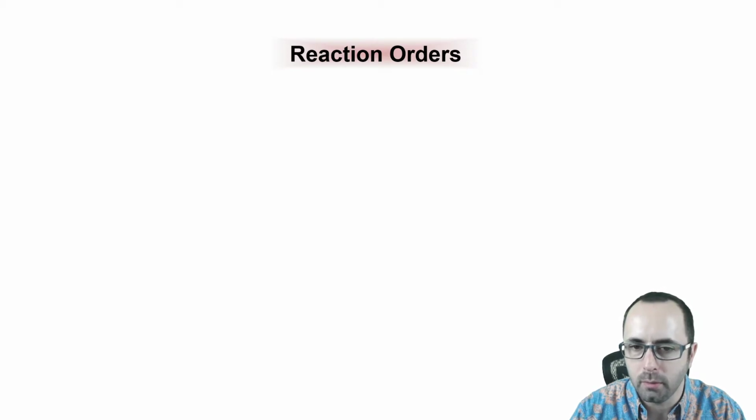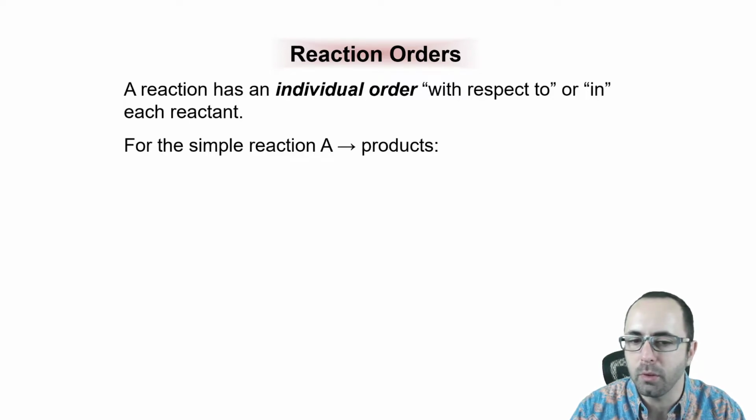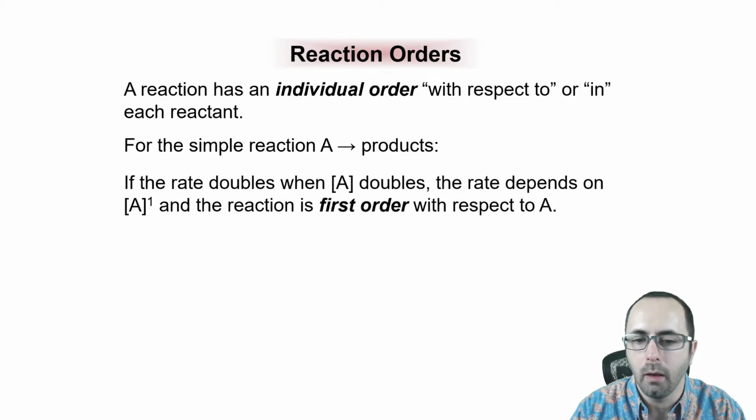So, reaction order. We say that a reaction has an individual order with respect to each reactant. For this reaction, we could say that it's first order with respect to A, or second order with respect to A. The way this works is that if the concentration of A doubles and that causes the reaction rate to double, we say that the rate is first order with respect to A, because it depends on the concentration of A directly. If the concentration doubles, the reaction rate doubles.